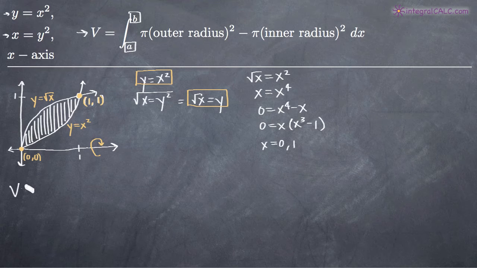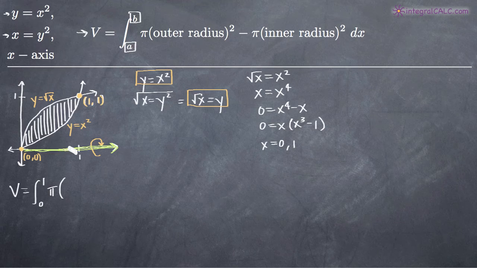So we can go ahead and start writing out our formula here. We'll get the volume is equal to the integral from 0 to 1. We've got pi here as part of our formula. Now when it comes to outer radius, remember that we are revolving around the x-axis, right? This axis here is the axis about which we're going to spin this surface.